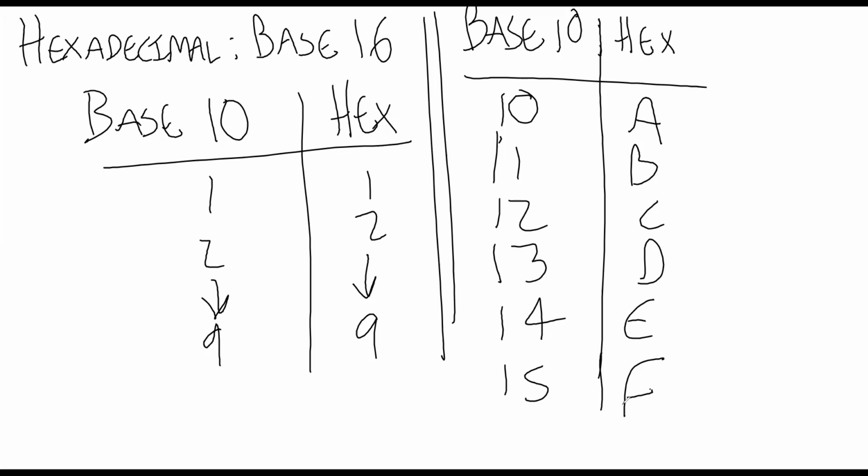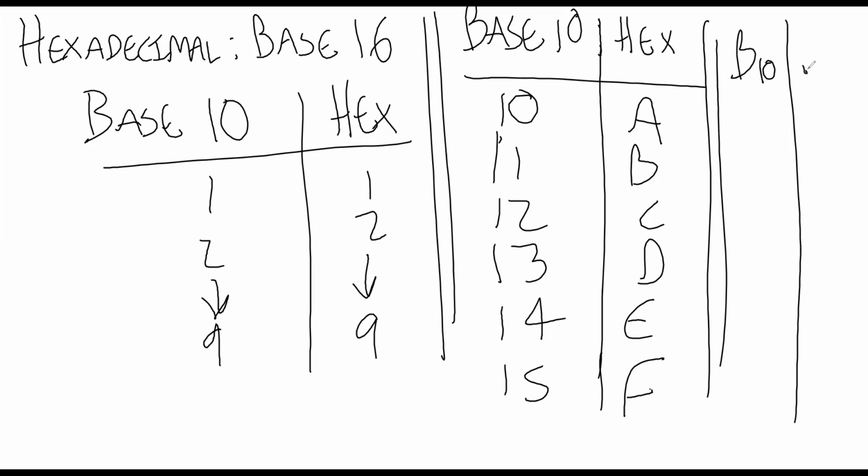If I want to say 26 in hexadecimal, well, that's what? That's 1 16 plus a 10. So it'd be 1A. I have 10 ones plus 1 16. Yeah? Cool.